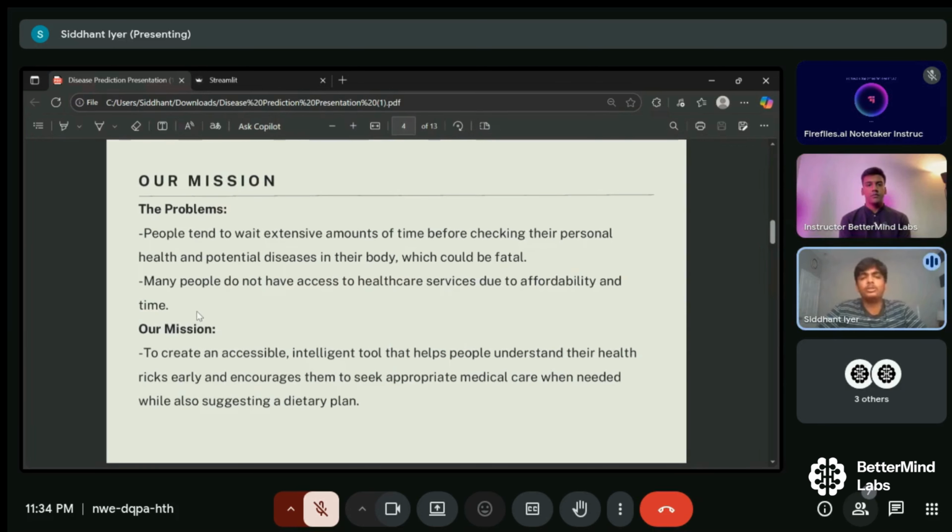Well, the problem that we tried to solve with this model was that many people wait an extensive amount of time for checking whether they have a disease in their body, which by then it would probably spread throughout their whole body, which is why with our model we created a tool for people to understand the health risks and receive health advice before the fact, so that the body doesn't have the disease prevalent throughout it and they catch the disease early on.